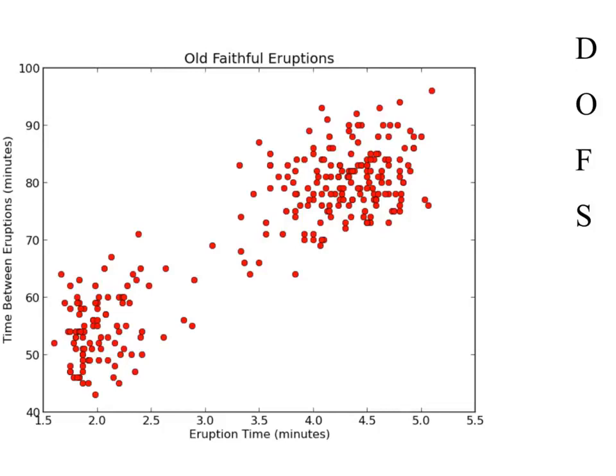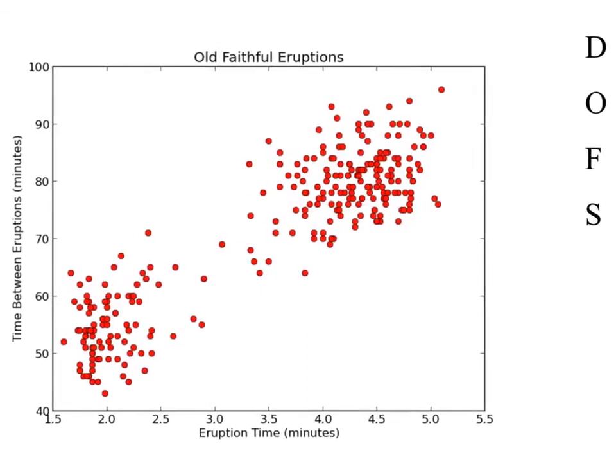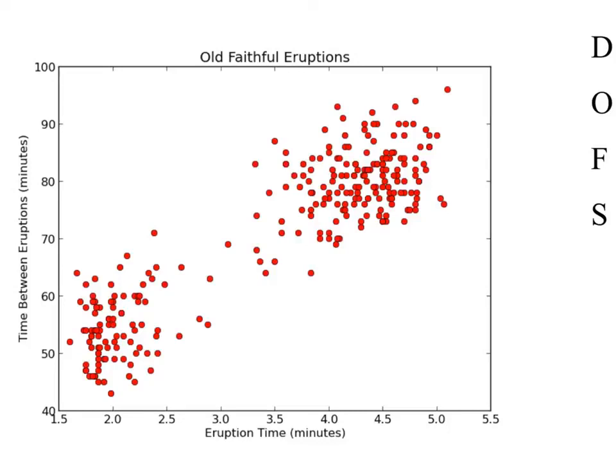So real quick, this is some data on Old Faithful. And you can see it's the eruption time for Old Faithful and then the time between eruptions. So the longer Old Faithful erupts, the longer it will be before the next time it erupts. So let's talk direction. Looks positive.